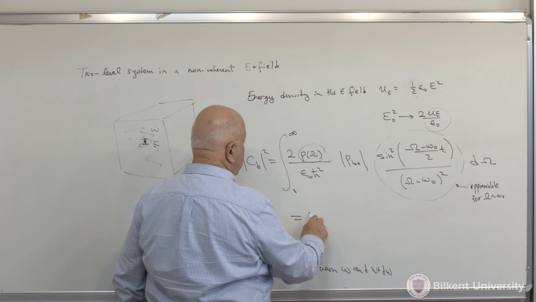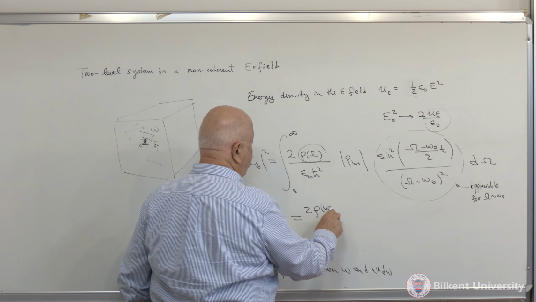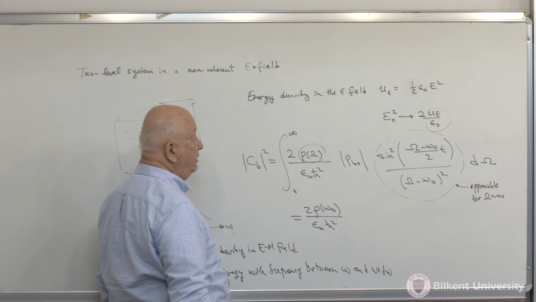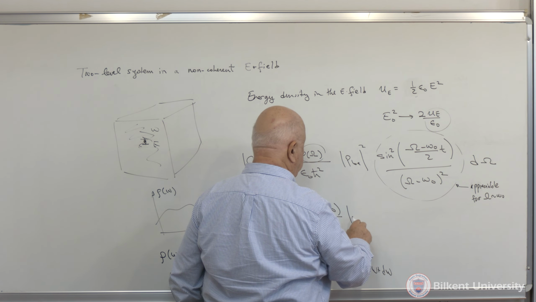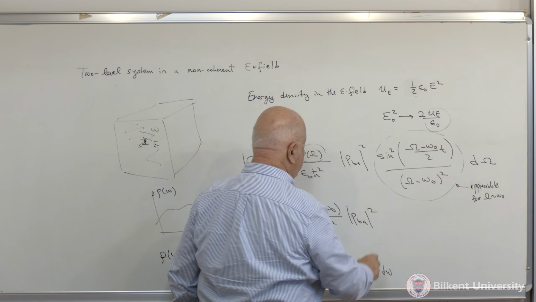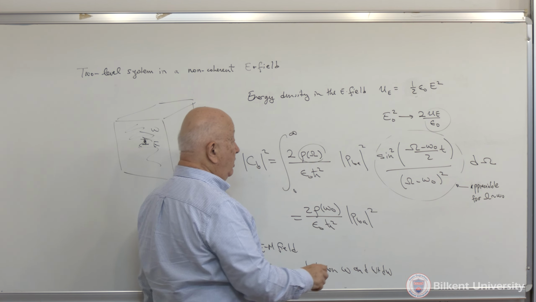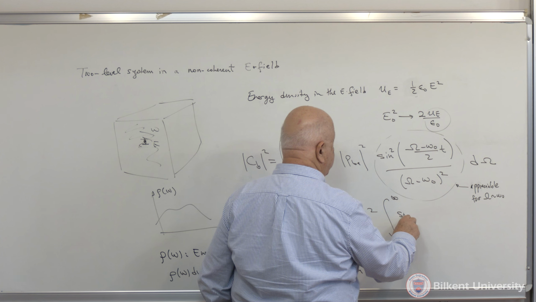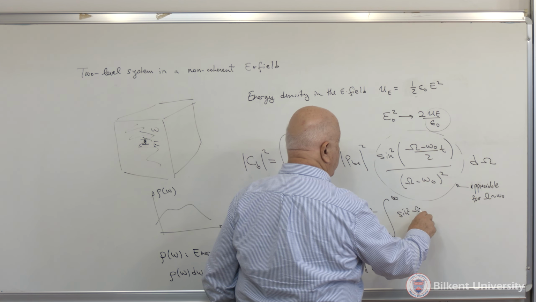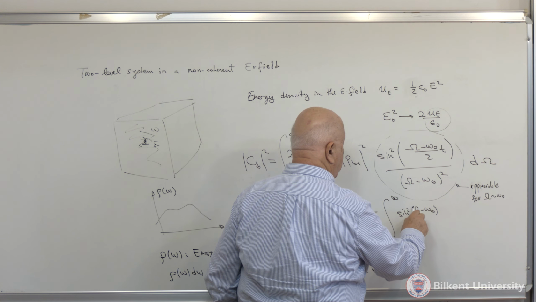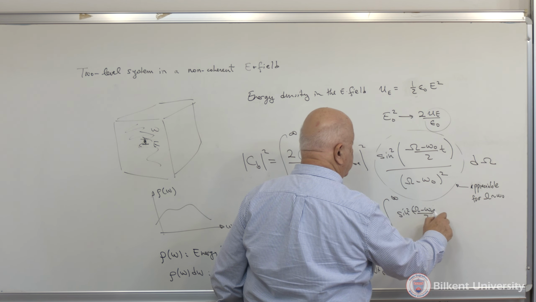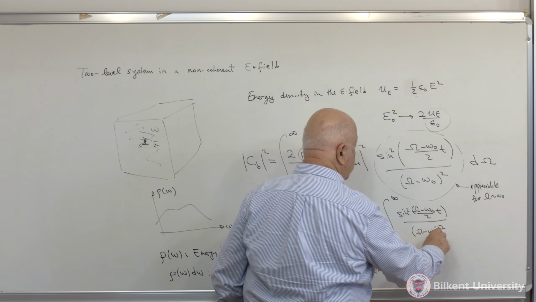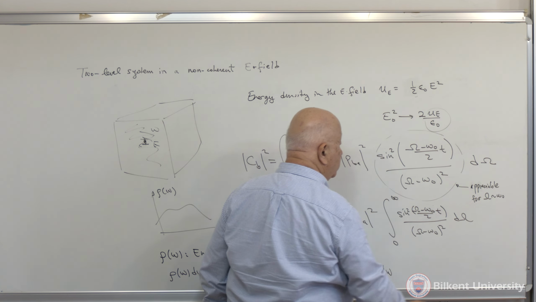So this is going to be 2 rho of omega 0 divided by epsilon 0 h bar squared, P BA magnitude squared, and an integral from 0 to infinity of this sine squared omega minus omega 0 over 2t divided by omega minus omega 0 squared d omega.